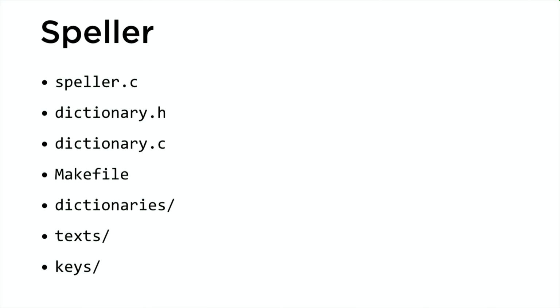And then we've given you 3 directories, or folders. A dictionaries directory, which will contain both a large and small dictionary of words, a text directory that will contain some sample files that you can run your spell checker against, and we'll give you a keys directory, which will contain the solutions, the list of words that are misspelled in each of the sample texts that we provide to you.